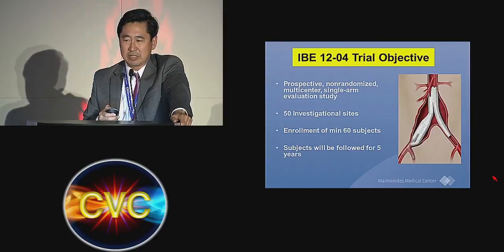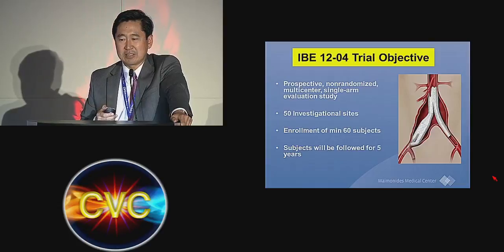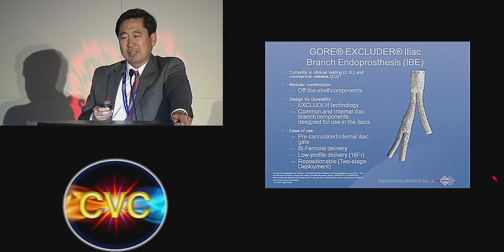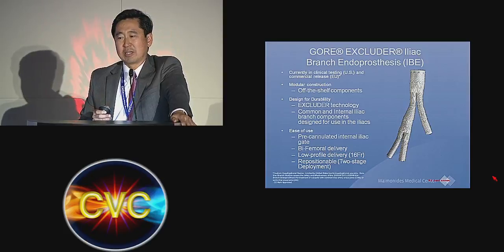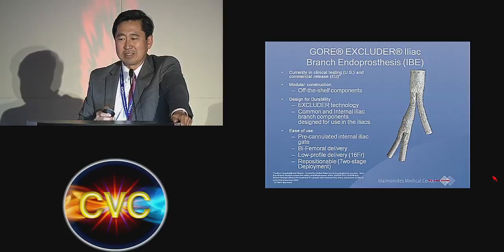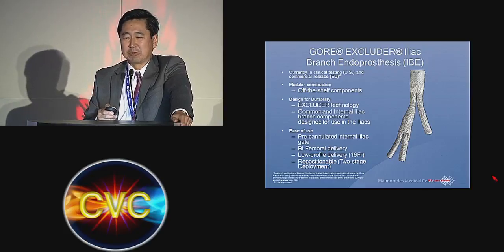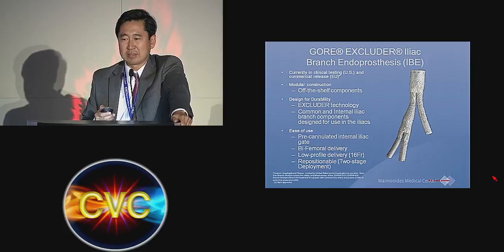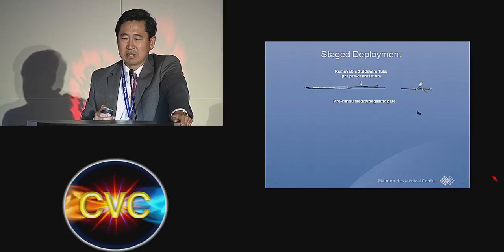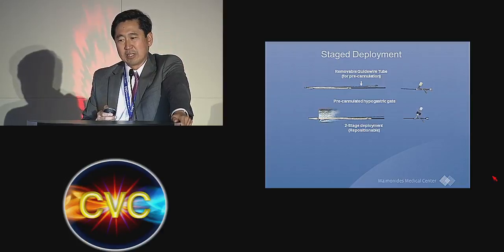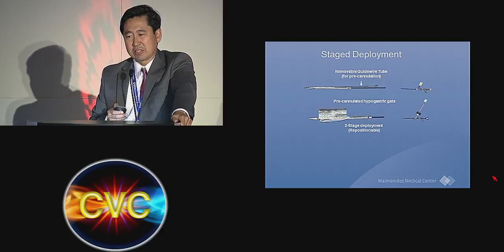It's called the IBE device. It's 50 sites with about 60 to 70 patients enrolled, and it's basically like a mini Gore Excluder device, which is placed in the distal segment of the enlarged iliac artery to afford branch graft perfusion into the internal iliac system. And you can do it on one side or both sides. It's a staged deployment, so you can actually deploy the device and move it, just like the C3, to adjust the cannulation point.